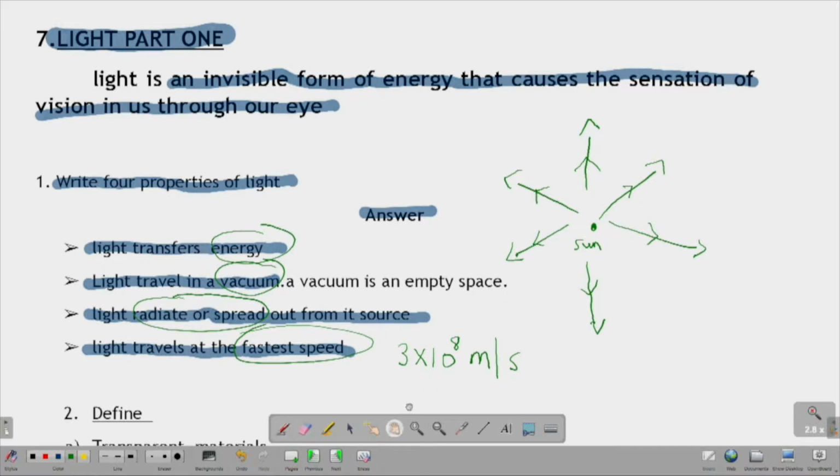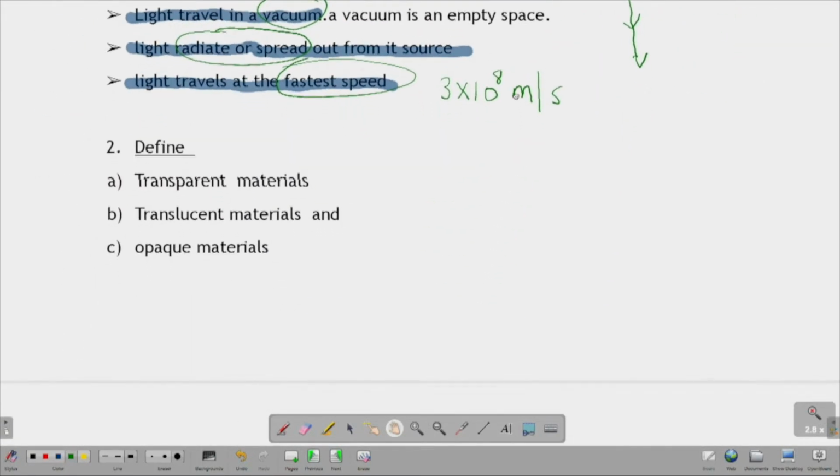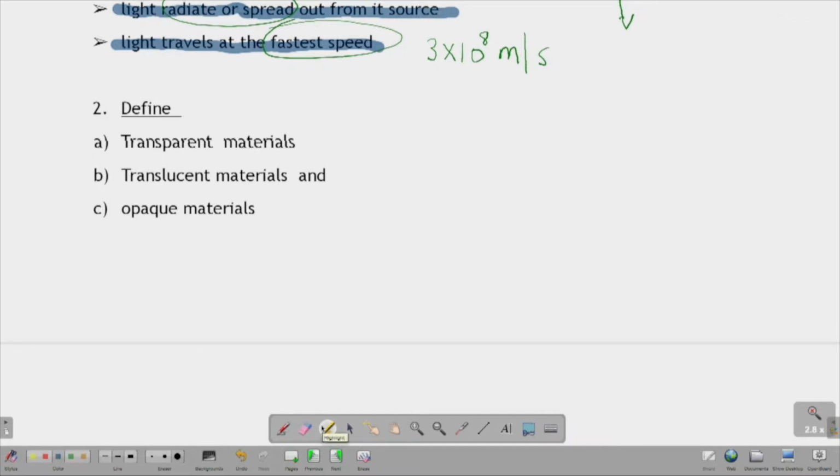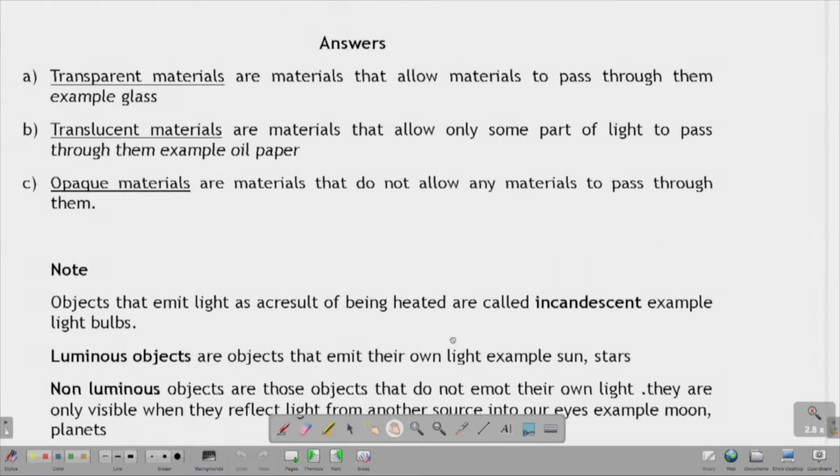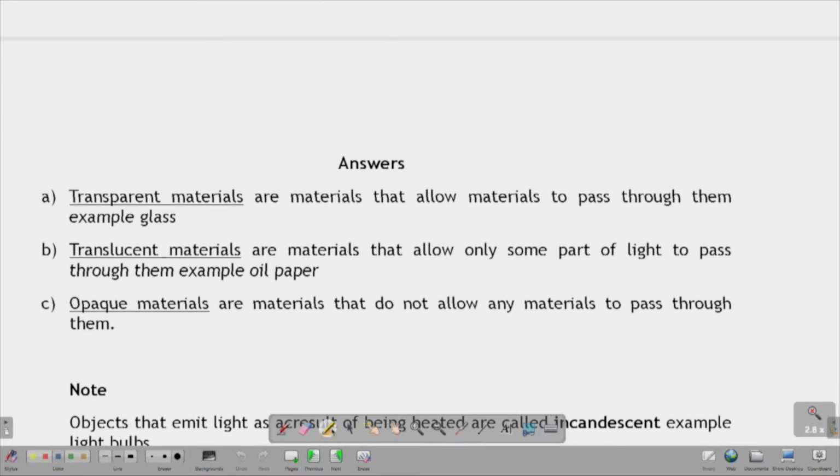Continuing to our next question, which says: define transparent material, translucent material, and opaque materials. In light, we have three types of materials: transparent, translucent, and opaque. The question wants us to define them, so we have to know what those are. Let's see my answers.